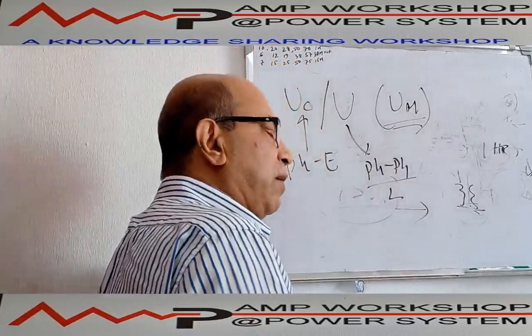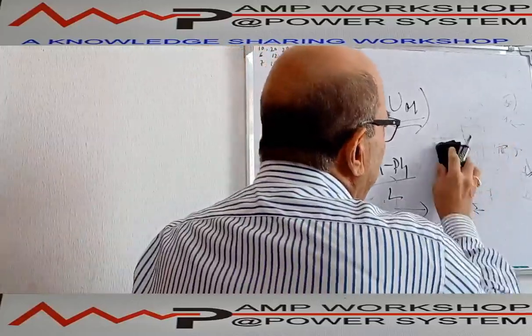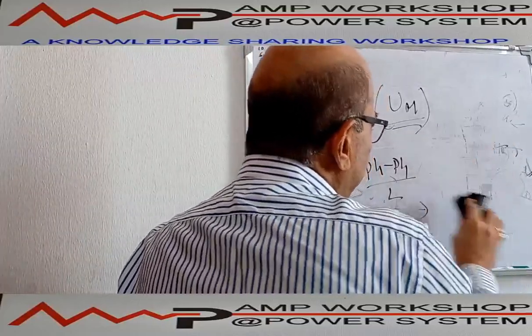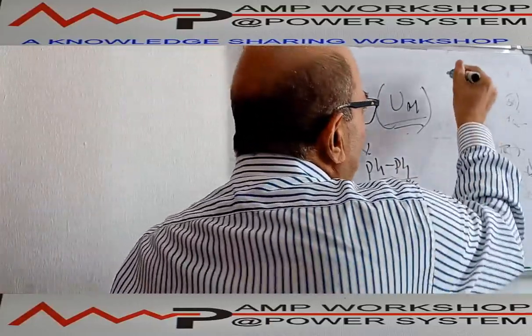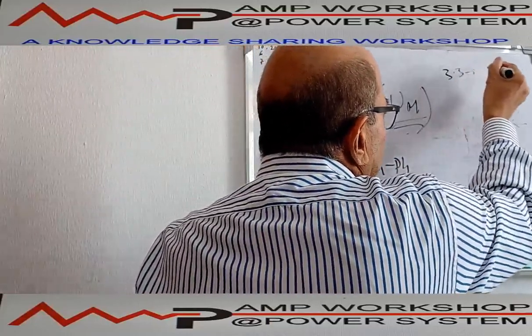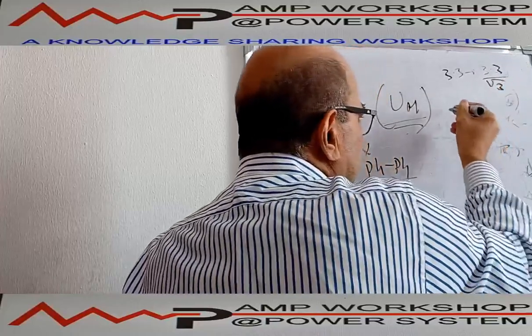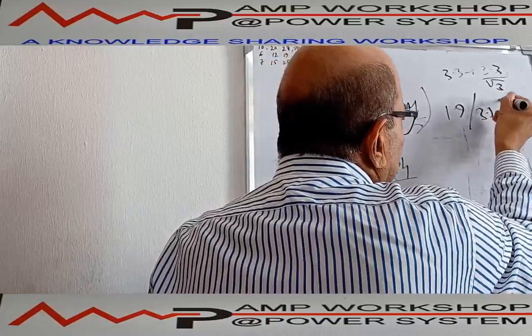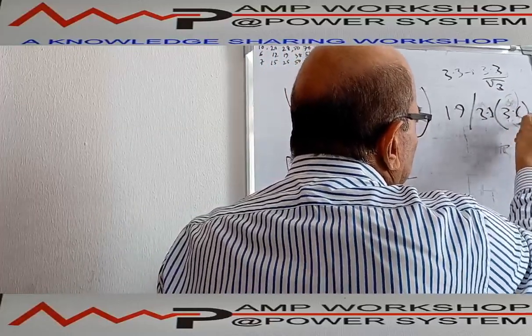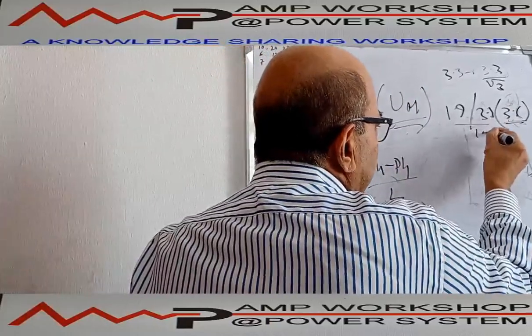Suppose it is a 3.3 kV system. What is the phase voltage? 3.3 kV by root 3. Suppose in a 3.3 kV system, how is the voltage mentioned in the IEC? The phase voltage is 3.3 kV by root 3, which is 1.9 kV. This is divided by 3.3, and within brackets 3.6. That means this is the maximum voltage. So this cable we call the 100% cable.